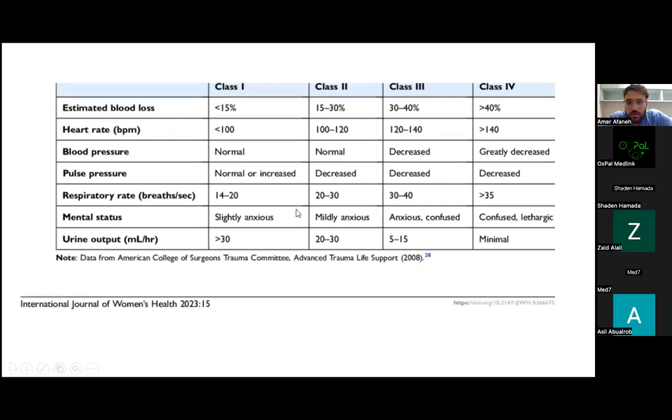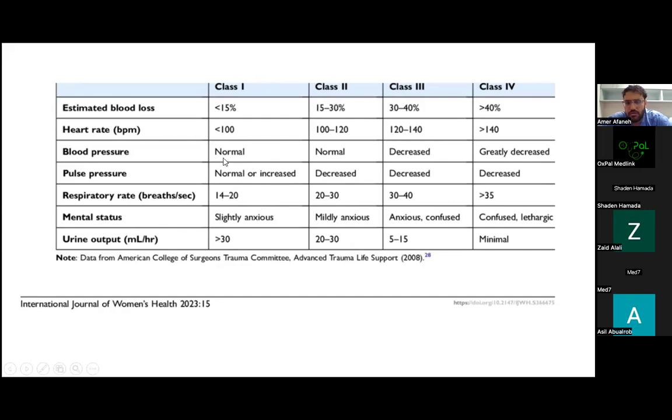So to start, when we look at hemorrhagic shock, hopefully you have seen this table before. There are four classifications in increasing severity of hemorrhagic shock. Class one is less than 15% of blood volume loss. You don't see much change in the patient's vital signs. Heart rate is less than 100, blood pressure is usually normal, pulse pressure is normal, respiratory rate is normal. They may be slightly anxious. If you're measuring urine output, that's normal.